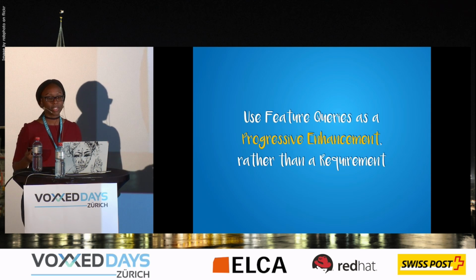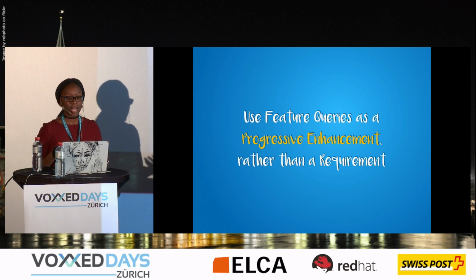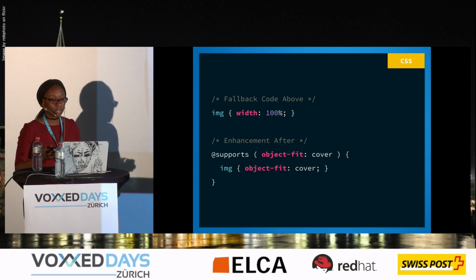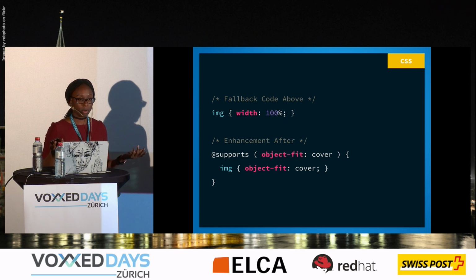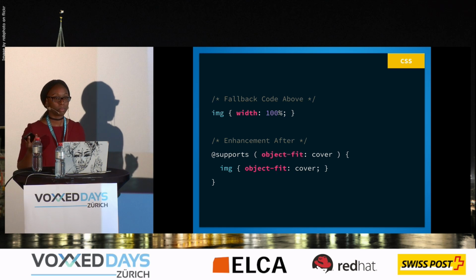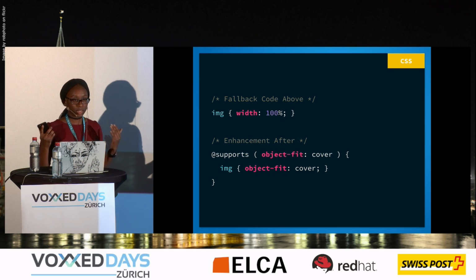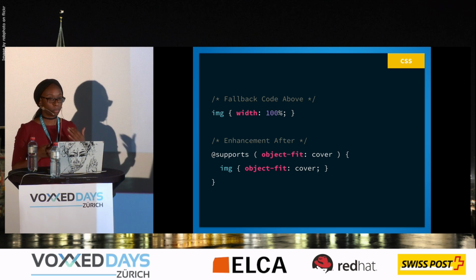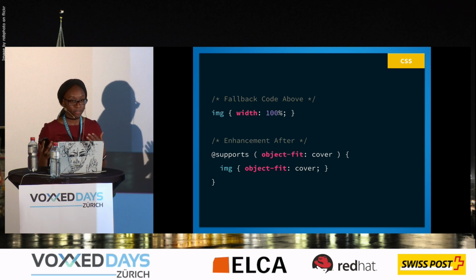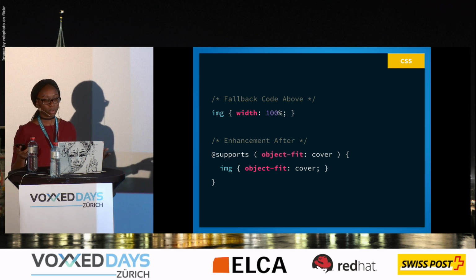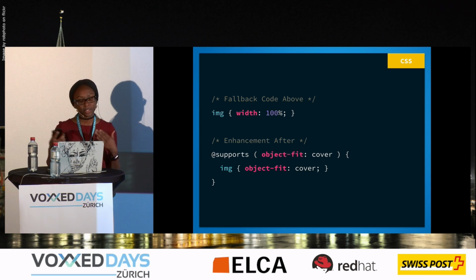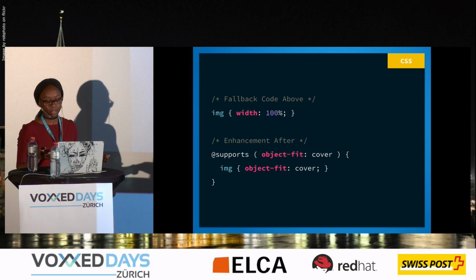So the answer to this is just to use feature queries as a progressive enhancement rather than a requirement. So we'll have a fallback code above, which can be used by any browser. So it'll be outside the supports block. And so no matter what, if the browser doesn't support either supports or it doesn't support the actual object fit cover, we have something that's going to work for any browser. And then we can have it as an enhancement. So now check if it's available and then apply it.